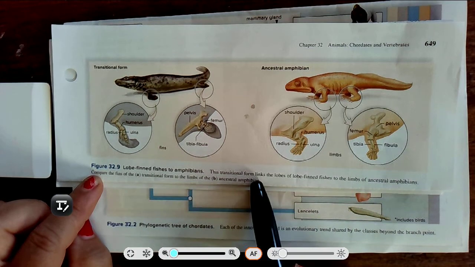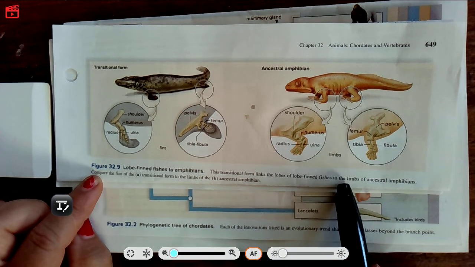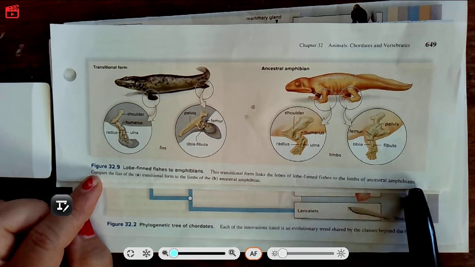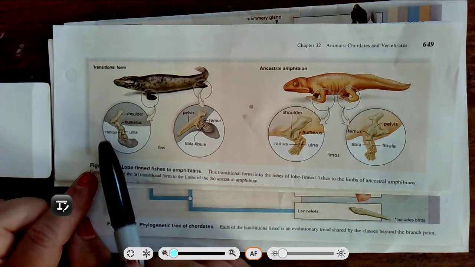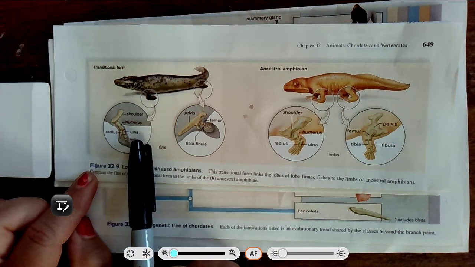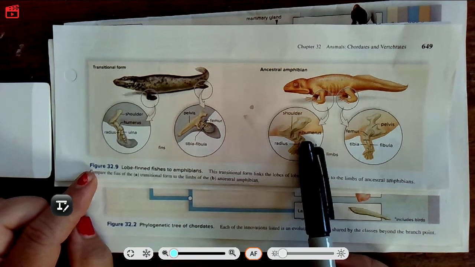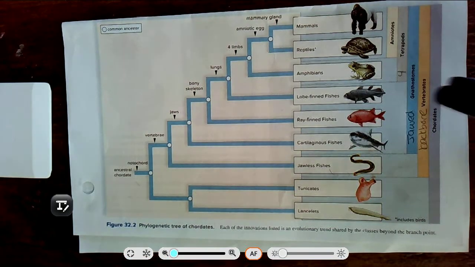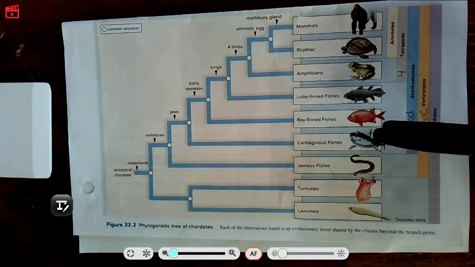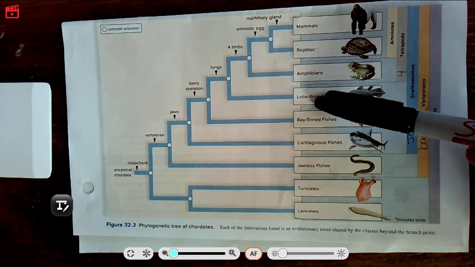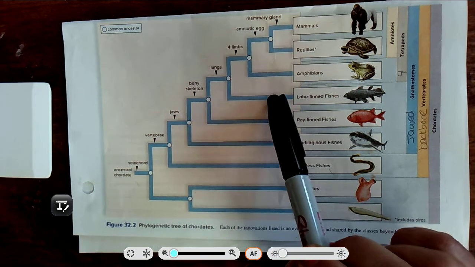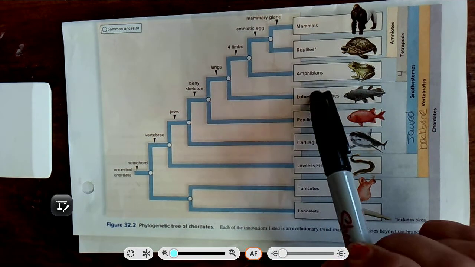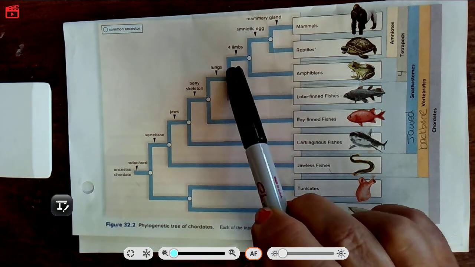So in this transitional form, the lobes of the lobe-fin fish are similar to the limbs of the ancestral amphibians. If we study their bone structure, the radius, the ulna, the humerus, the shoulder, it's the same thing found in the amphibian. Okay, then as we move through the lobe-fin fish, we see the development of lungs. So everything from here on up actually has lungs too. We have our amphibians, which have 4 limbs.